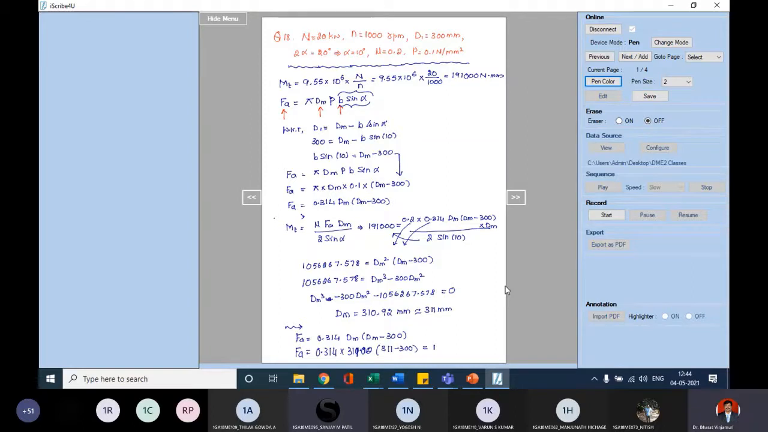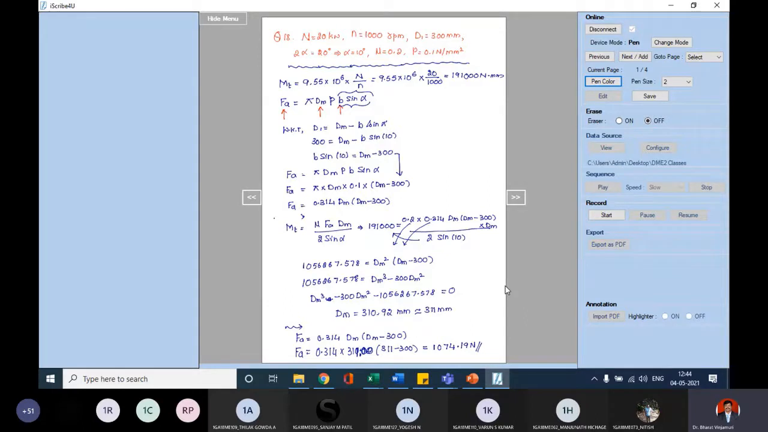No, 311 I am using. Okay, 311. Use 311 only. 1074.19. Okay, I got this value of Fa. Now, as usual, all the other dimensions which you will be trying to work on. So after Fa, you try to find the value of B.